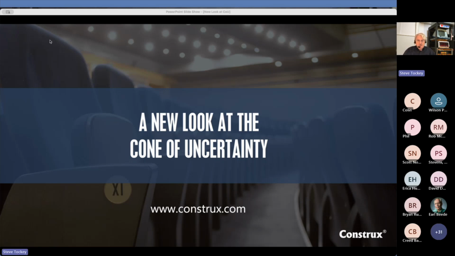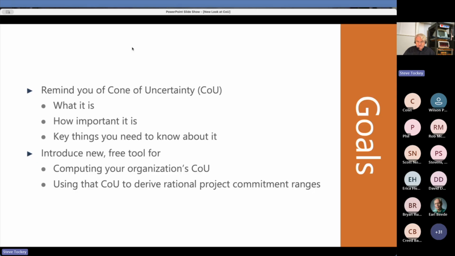Okay, so here we go. So these are my goals today. This is what I hope to accomplish. Just remind you of the cone of uncertainty, what it is, how important it is, some key things you need to know about it, and then to introduce this new free tool that will allow you to compute your organization's cone of uncertainty and then use it to derive rational project commitment ranges.